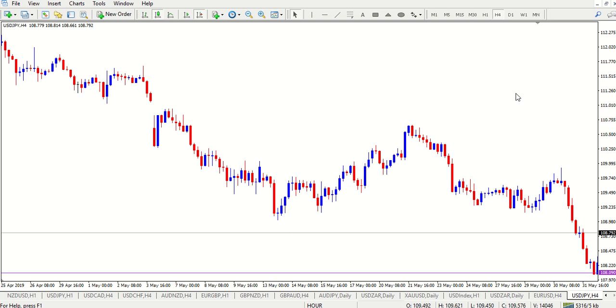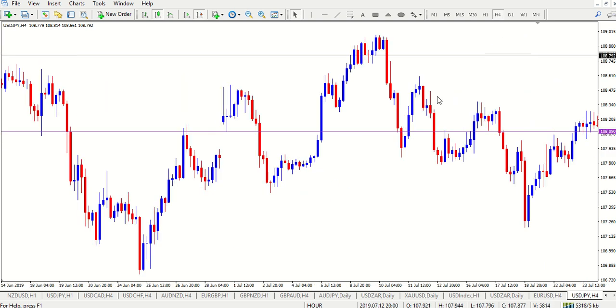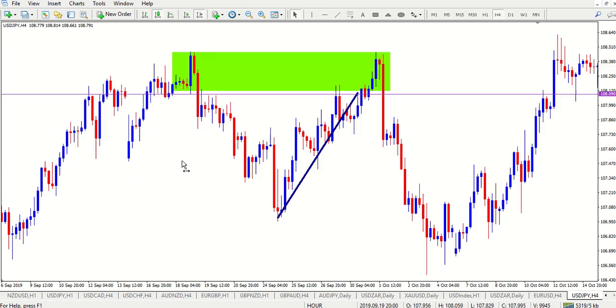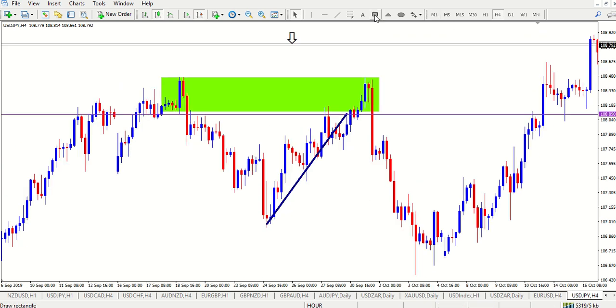So if I had a zone on the 4-hour chart, I would have drawn my zone on the 4-hour. Oh, there we go. I would have drawn my zone on the 4-hour chart. So for instance, let's just assume that this was a good zone that I would have taken, or you wanted to take.